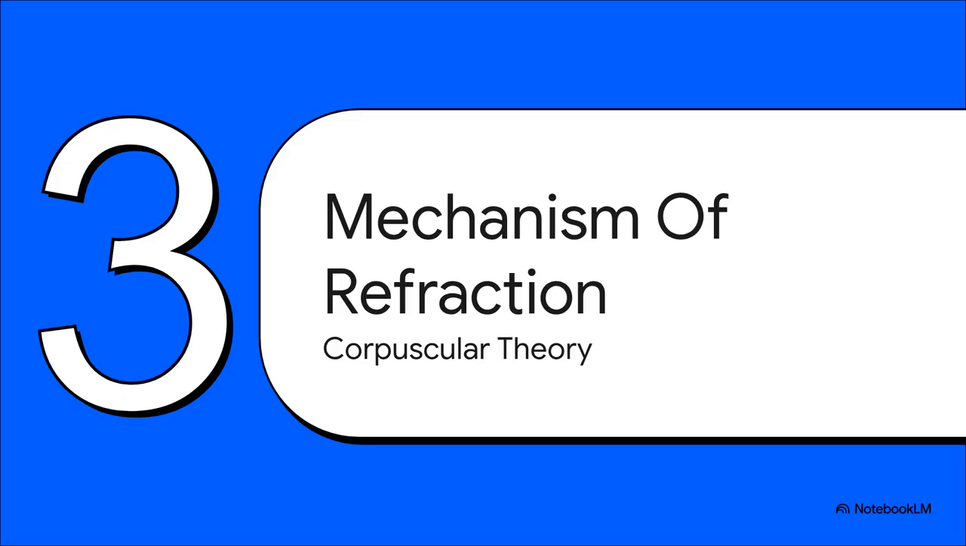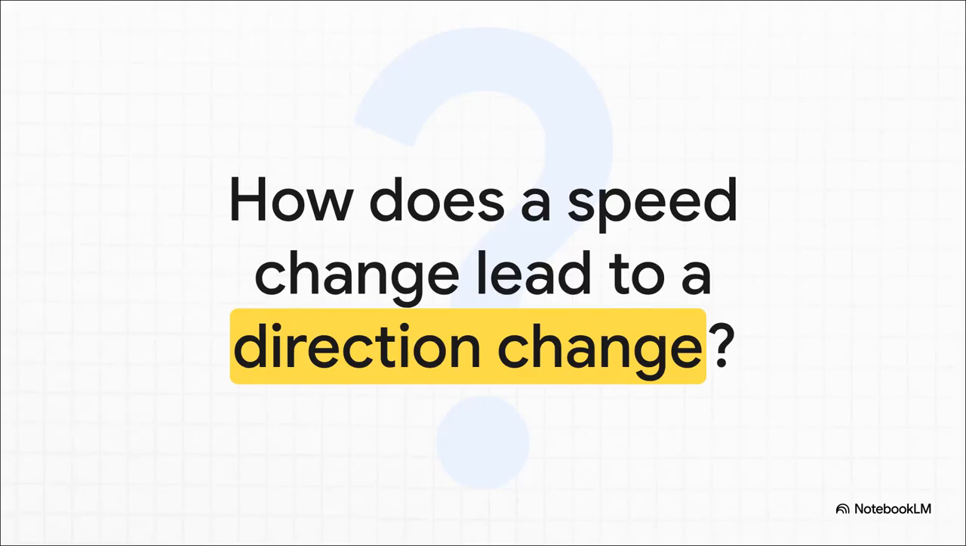Section 3. The mechanism of refraction. Okay, so we know light changes speed across different indices, but I want to look at the true physical mechanism here. How does a speed change actually lead to a direction change? I really want you to actively think about this.